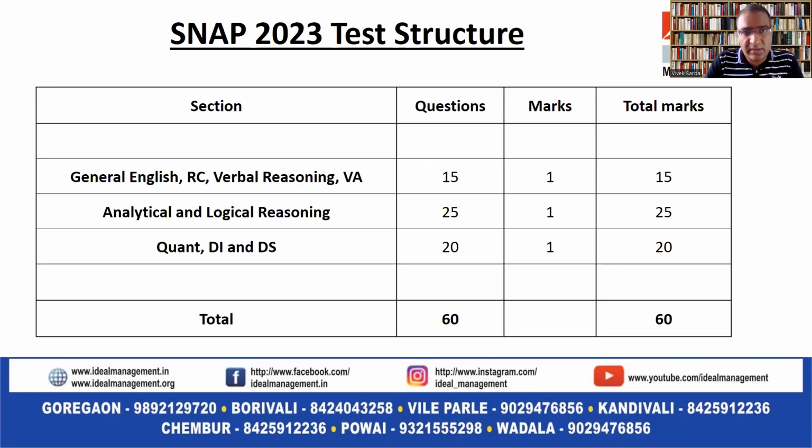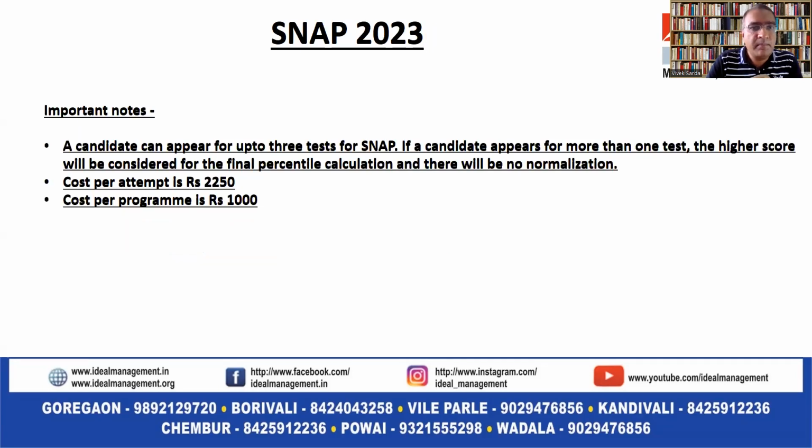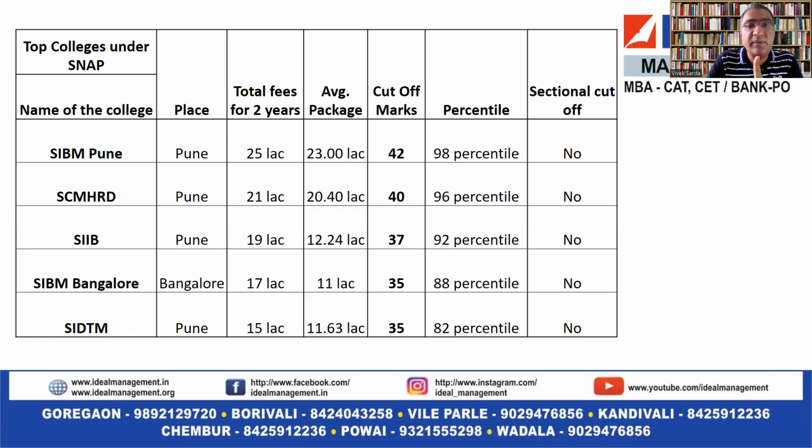Test structure, it is fixed. 15 marks for English, 25 marks for logic and quant, DI and data sufficiency 20 marks, 60 marks ka paper, 60 questions. Negative marking is 1/4, which is 0.25, and cutoff I've already shown you. Cost per attempt means there are 3 attempts. The cost is 2250, guys. And per program, it is 1,000 rupees. We have already discussed this.